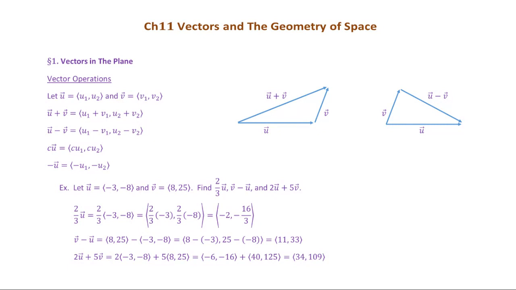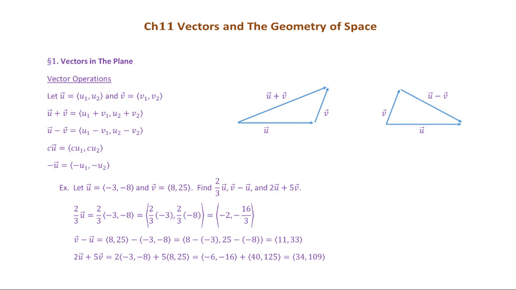Okay, and when you do the subtraction, the difference of two vectors, then you put the initial points of u and v at the same point. Okay, then u minus v will be the vector from the terminal point of v to the terminal point of u. So that's how you do addition and subtraction of vectors in geometry.